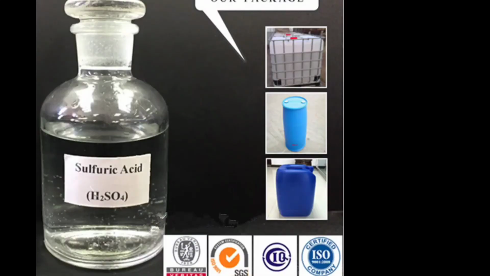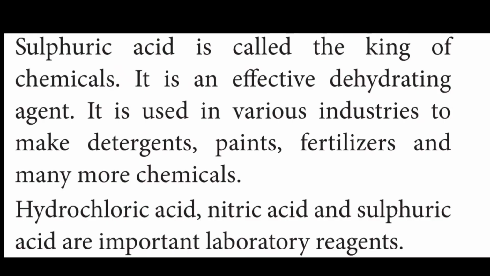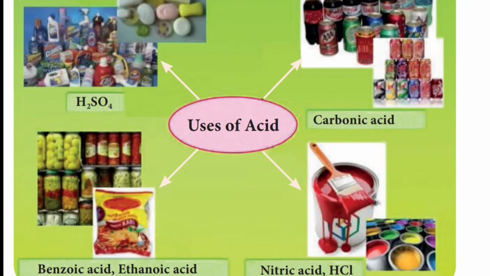Do you know which acid is said to be king of chemicals? Yes, sulfuric acid. It is an effective dehydrating agent. It is used in various industries to make detergents, paints, fertilizers, and many more chemicals. The economic status of a country can be determined by making use of this sulfuric acid. And then hydrochloric acid, nitric acid, and sulfuric acid are important laboratory reagents.